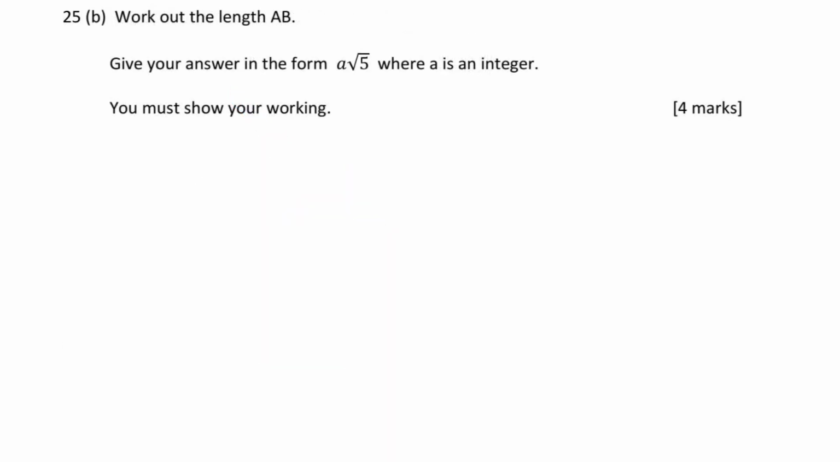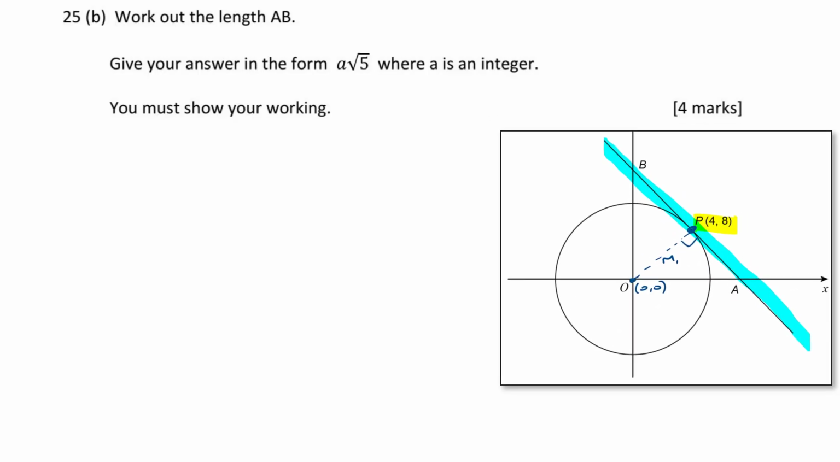25b, work out the length of AB. Give your answer in the form of a root 5, where a is an integer. Okay, so coming back to our diagram, we still don't know any other information about this line other than the gradient now. We know that the gradient M2 is minus a half, okay? But we do have the gradient of a line and the point it goes through, 4, 8, so we should be able to find its equation. And once we found its equation, we should be able to find A and B, because we'll just have to sub in y is equal to 0 and x is equal to 0 to find those two intercepts. So let's do that then.